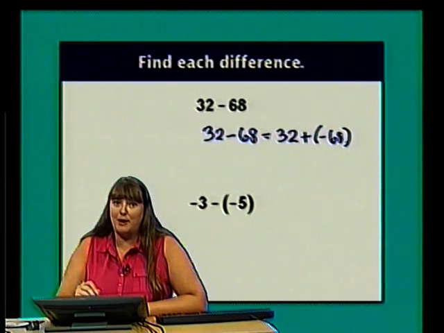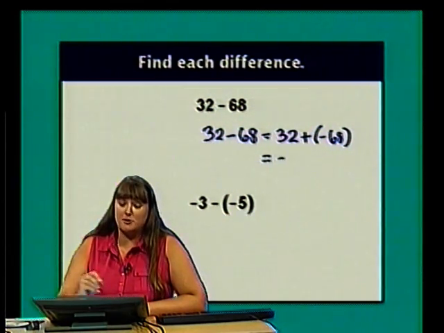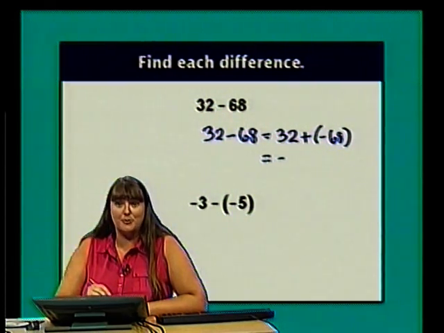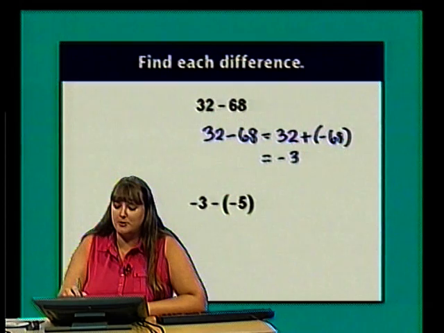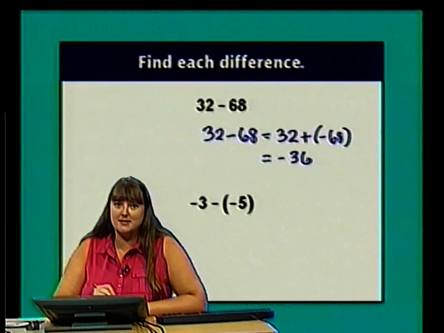So I need to stop and think about what the sign of the sum is going to be. I look for the number with the largest absolute value, in this case, negative 68, since 68 is larger than 32. Negative 68 has the larger absolute value. So when I add these 2 numbers, my result will be negative. Now I need to subtract the absolute values. So I need to subtract 32 from 68. 68 minus 32 is 36. So my result is negative 36. 32 minus 68 equals negative 36.